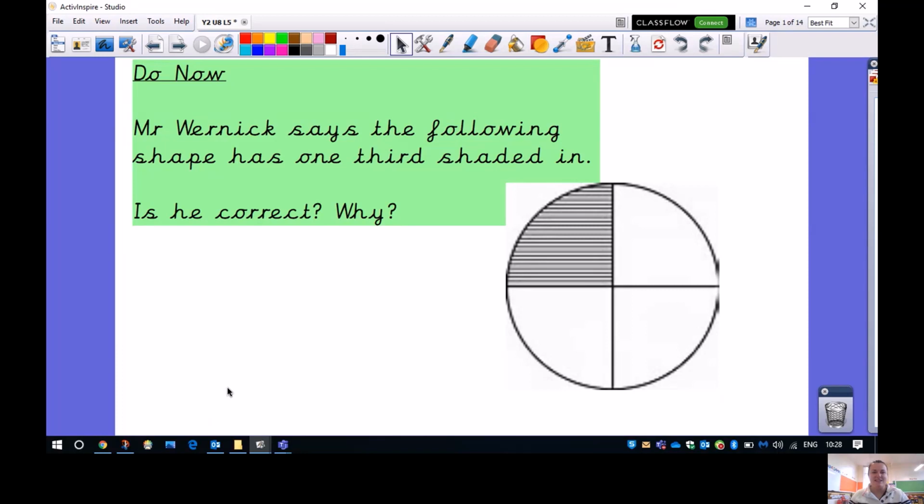Mr. Wernick says the following shape has 1/3 shaded in. Is he correct? Why? Pause this video now.